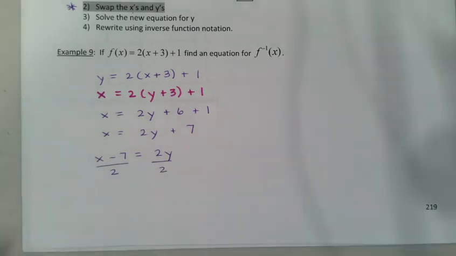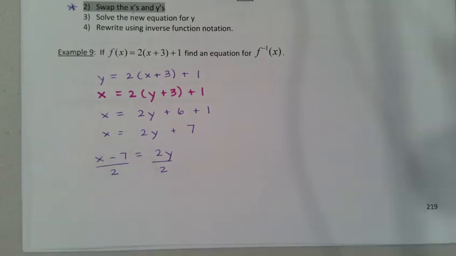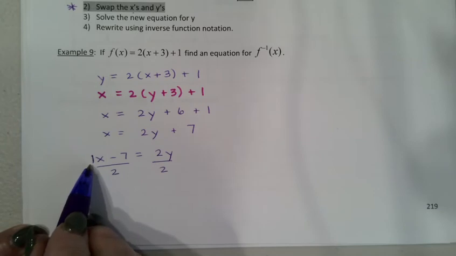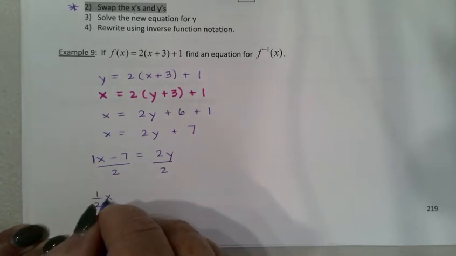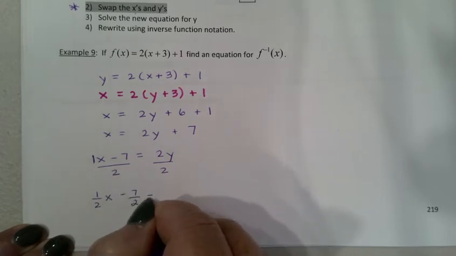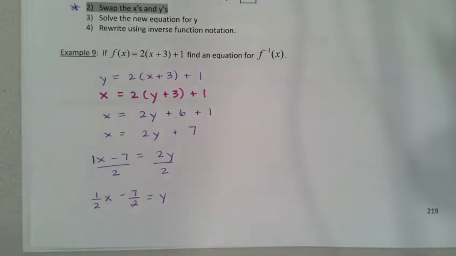And I'd want to divide by the 2. Now just a note about this division by the 2. You actually can leave it just looking like that, but we often go ahead and do the division by thinking that's really a 1x. So that would be 1 half x minus 7 halves. It makes it more obvious that that's again a linear function by writing it in the y equals mx plus b form.